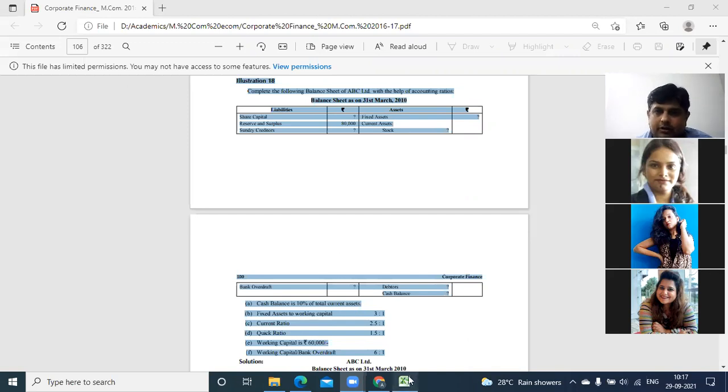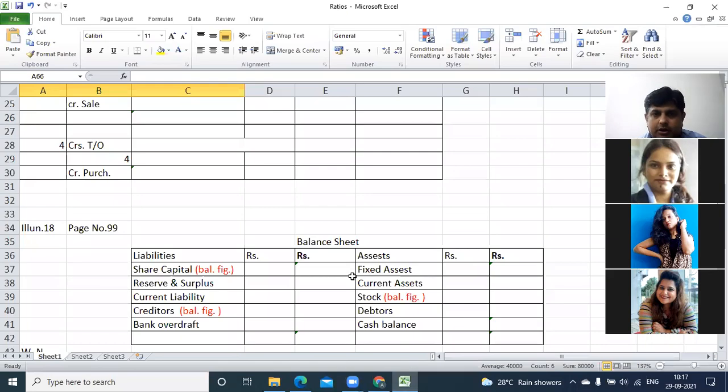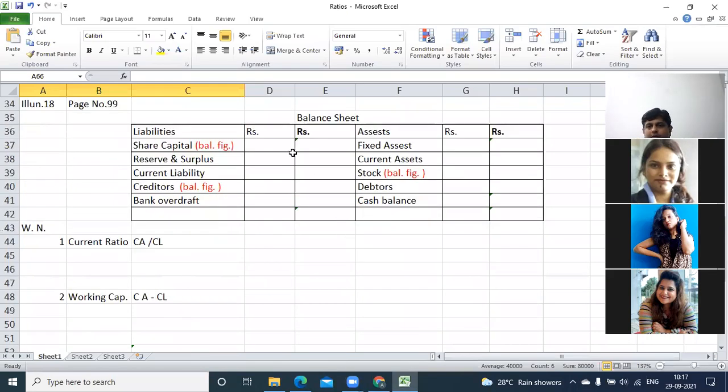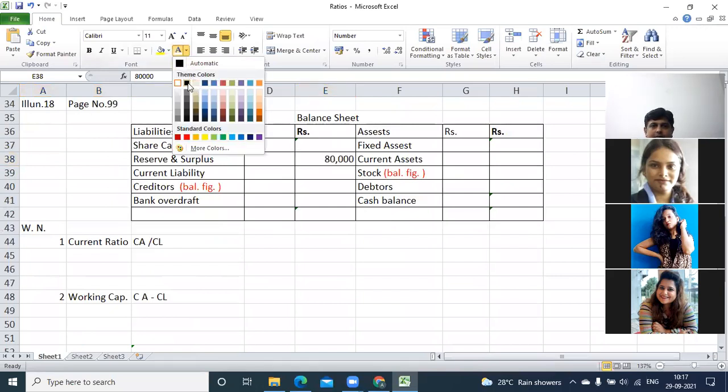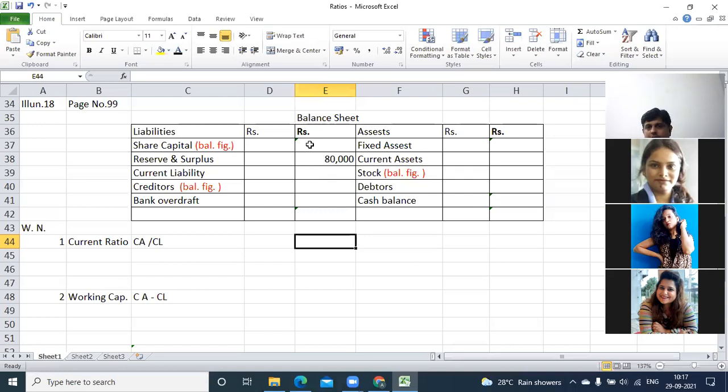So let me start solving this question. I believe this is given to you all. Only reserve and surplus value is given. Rest all are missing. Am I right? Can I get yes or no from you? At least. Yes, sir. इतना तो बोल सकते हैं आप लोग.